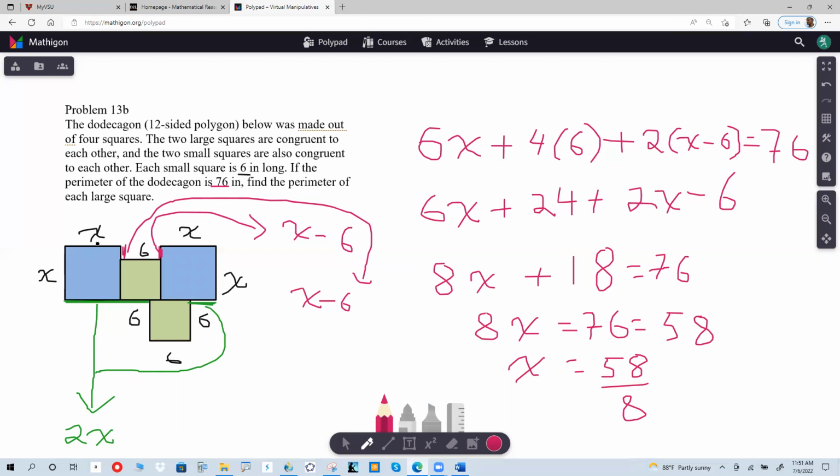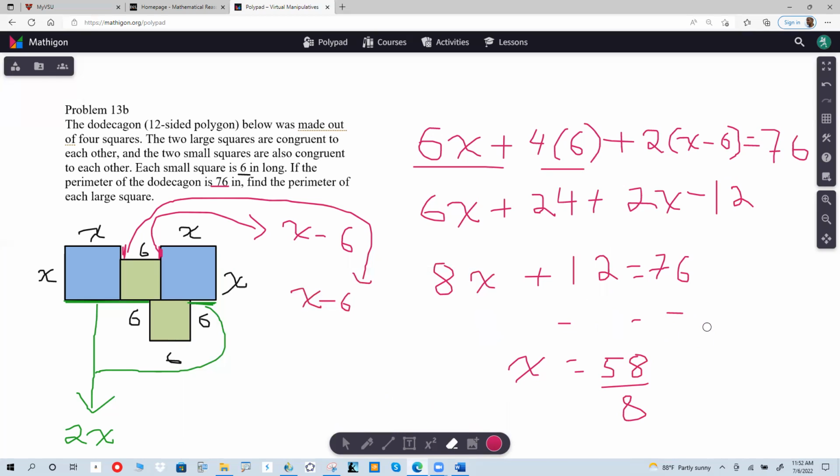Let's try it again. I'll tell you where I messed up. I'll fix it right now, and my apologies. 2 times 6 is 12, not 6. And 24 minus 12 is 12. And let's get rid of all this. Okay, so 2 times x, okay, fine, that looks okay.